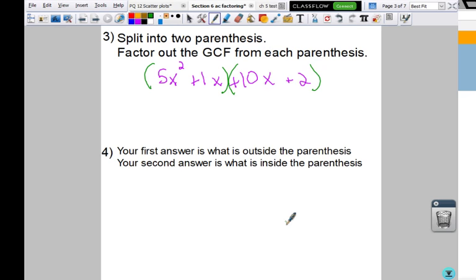Kinsey, turn around. No, we're doing the opposite of FOIL.